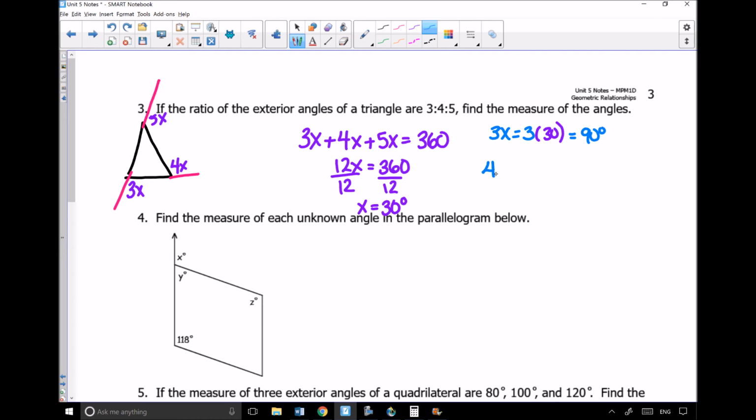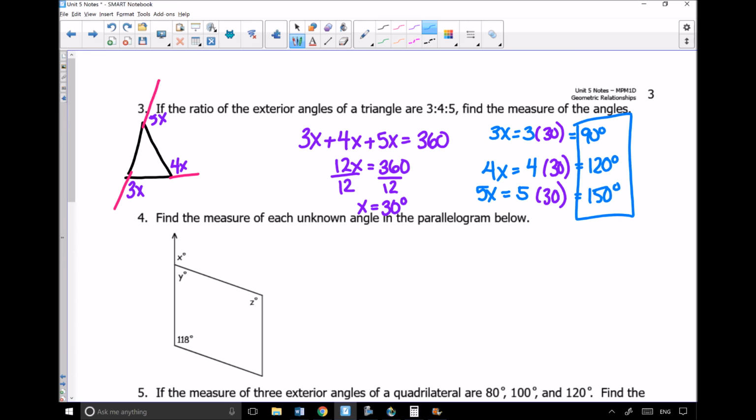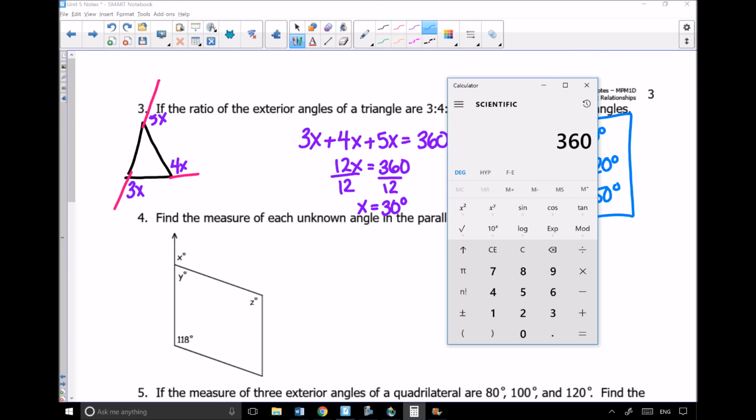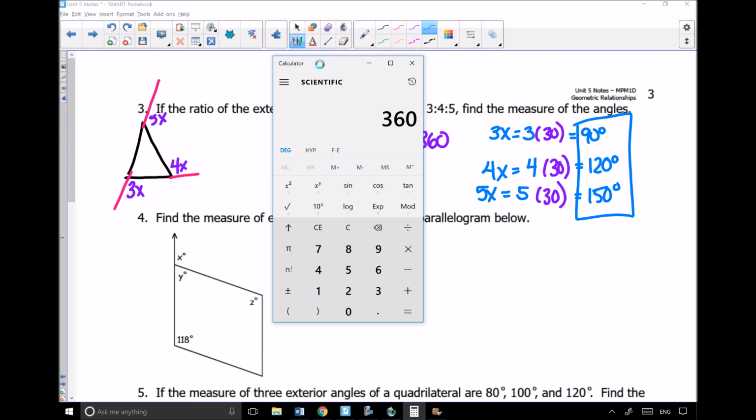Okay, my next one is 4x, so I would get 4 times 30, and that should end up giving me 120 degrees. And then my last angle is 5x, so I would say 5x equals 5 times 30. When I multiply 5 times 30, I get 150 degrees. So therefore, my 3 exterior angles are 90, 120, and 150. But let's make sure that those add up to 360 like we said they should. So 90 plus 120 plus 150 equals 360. So it works out for me.